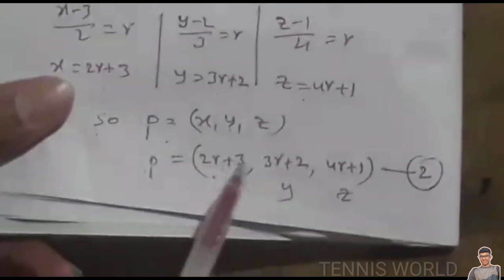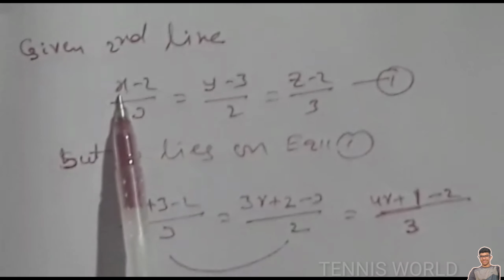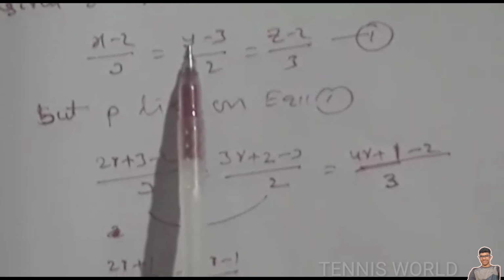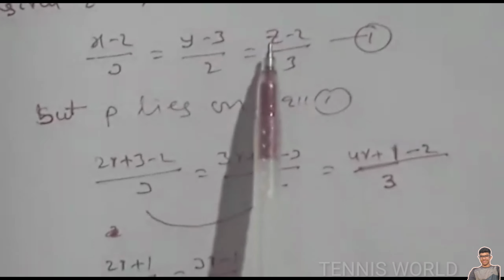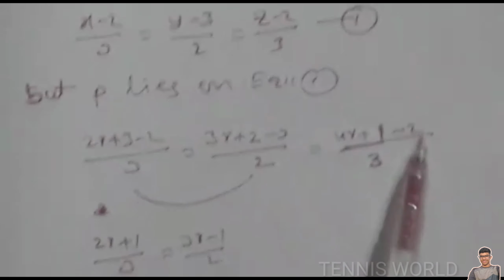In this line, I am going to substitute the point P. What is the point P here? This is the point P. Take this part as small x, small y, small z. Now keep this point P in the given second line: in the place of small x, write the small x value; in the place of small y, write the small y value; in the place of small z, write the small z value. Like that I got it.